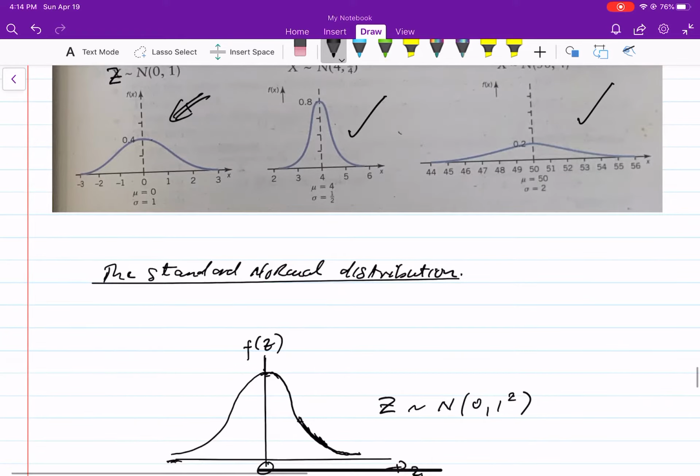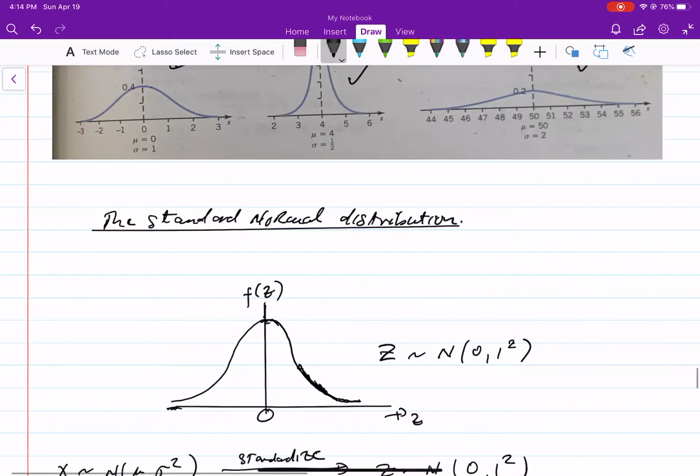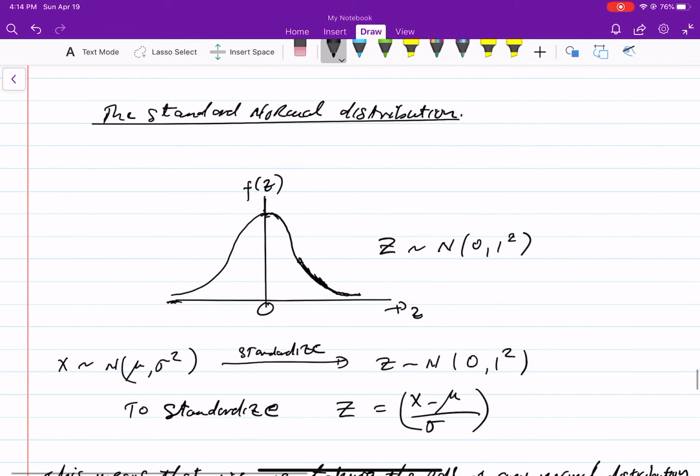Let's look a little closer at the standard normal distribution. I simply repeated what I have up there. It has a mean of 0 and a variance of 1. It's a curve of f of z versus z. And basically, to get from any normal distribution where the variable is x, if x is normal, mu and sigma squared, you perform this process called standardization. If you standardize x, you end up with z, z being normal, 0 and 1 squared. Again, you definitely want to convert any normal distribution curve into the standard normal distribution curve.